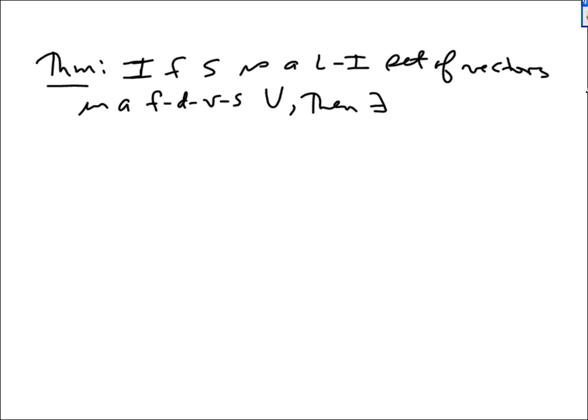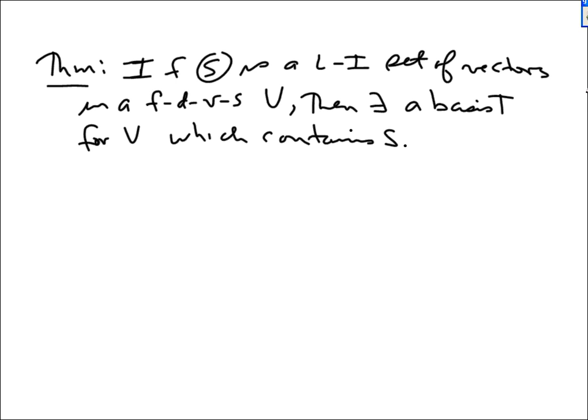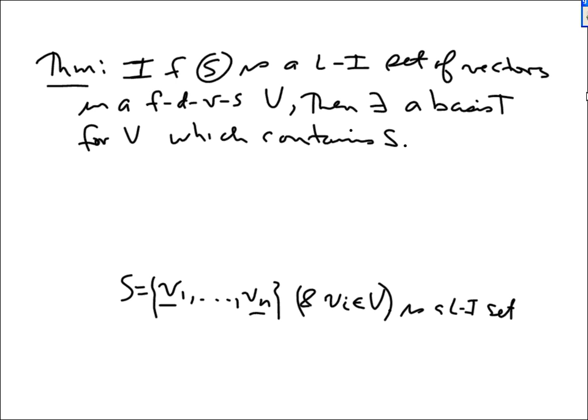Then there exists a basis T for V which contains S. In other words, if S is equal to v1, up to vn, and each vi is in V, it is a linearly independent set of vectors in V. But it's not a basis. Okay? It's not a basis.